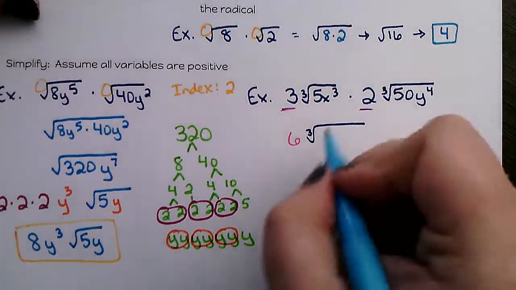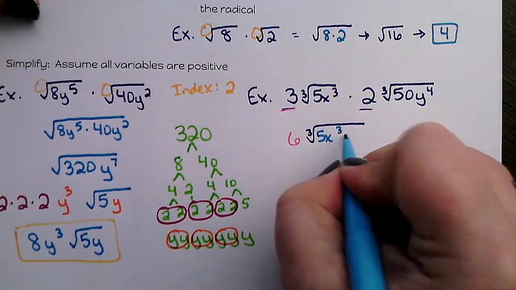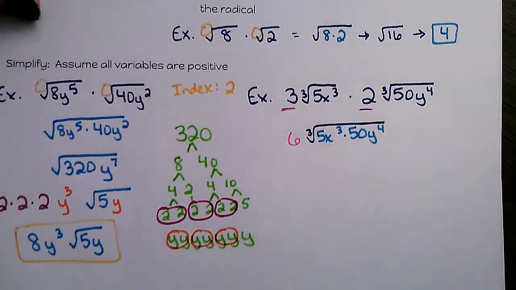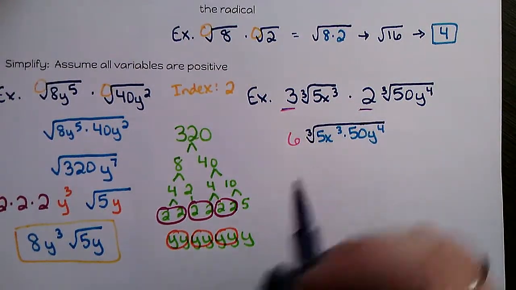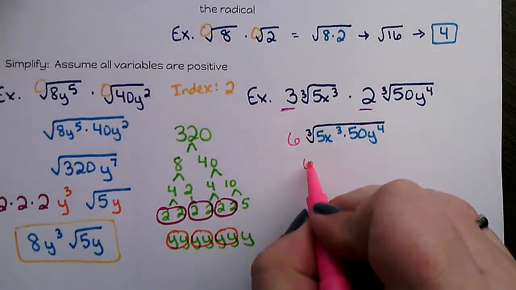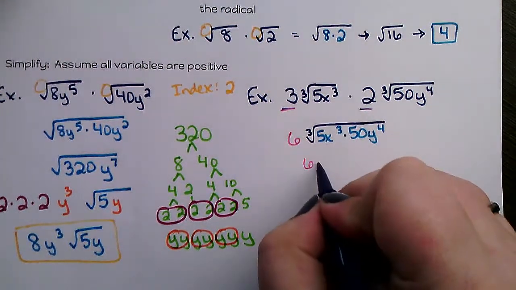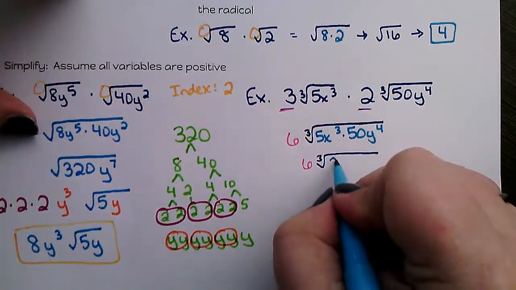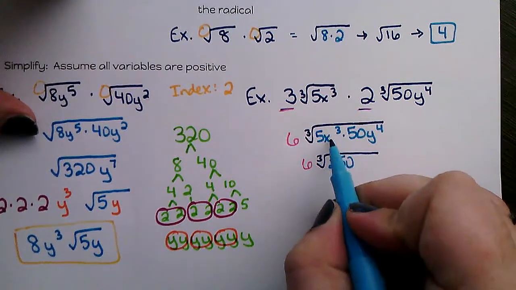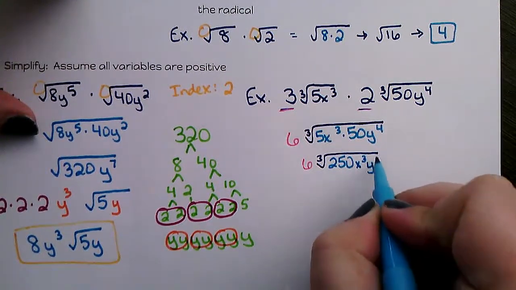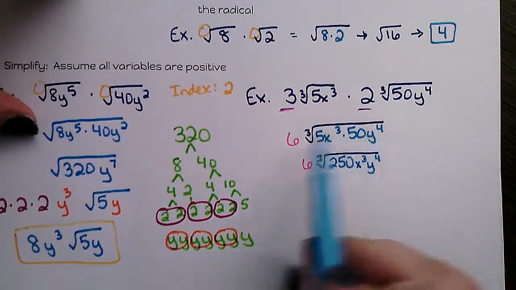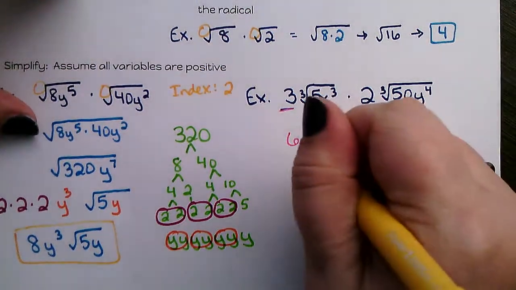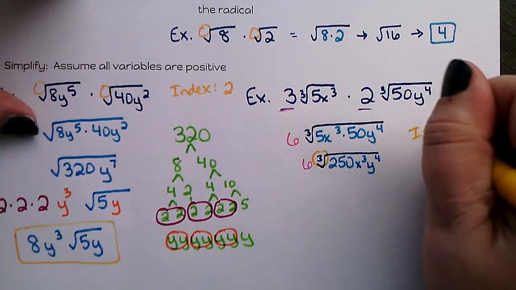So underneath my radical, I have 5x to the 3rd and 50y to the 4th. So I'm going to multiply those together. So now I'm actually going to do the multiplication. So the 6 stays on the outside. Cube root. 5 times 50 is 250. We have x to the third and y to the fourth. And there weren't any other x's or any other y's to add. So what is our index? Our index is 3.